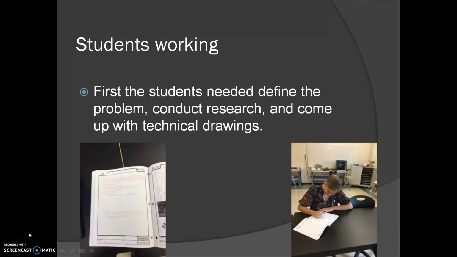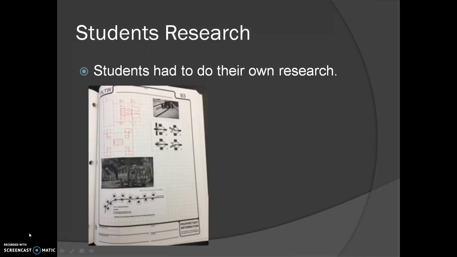So students jumped right into it because they knew that we didn't have much time, and they had to define the problem, conduct research, and come up with technical drawings. The picture on the left shows some of them defining the problem and coming up with a little bit of research. They had to do all of their own research. They found online some previously done line following robots that they decided to go with.